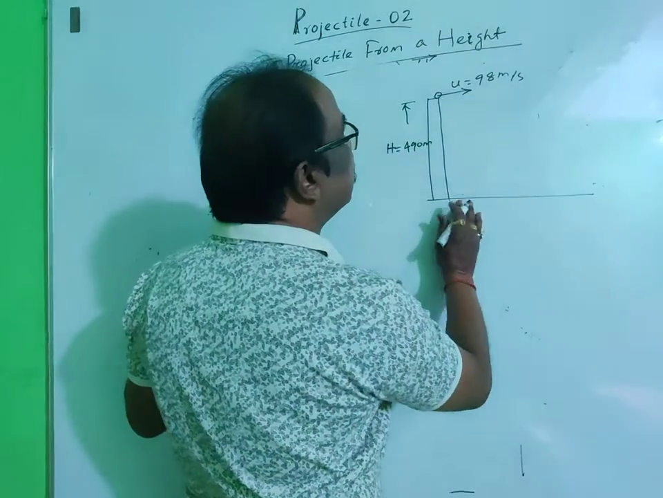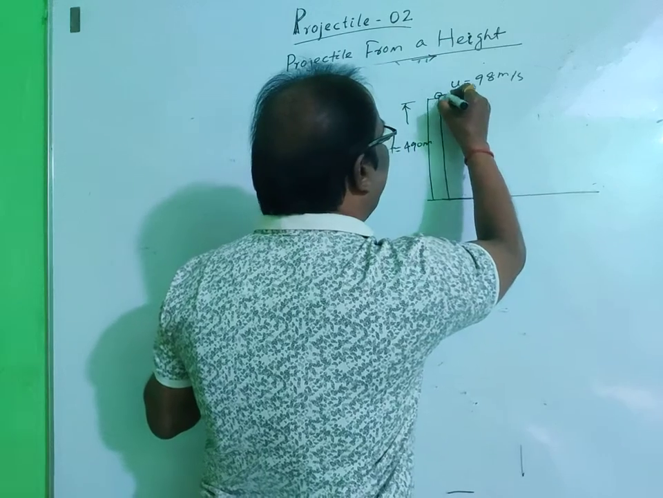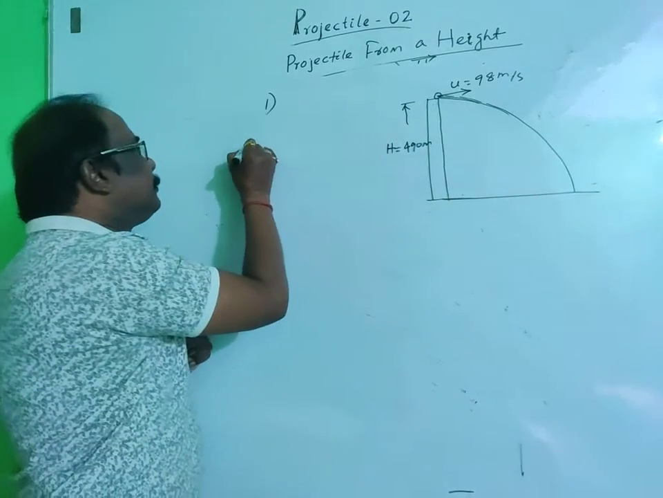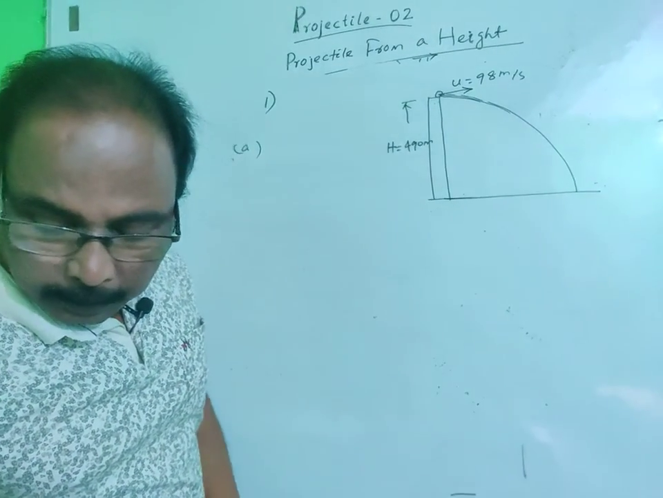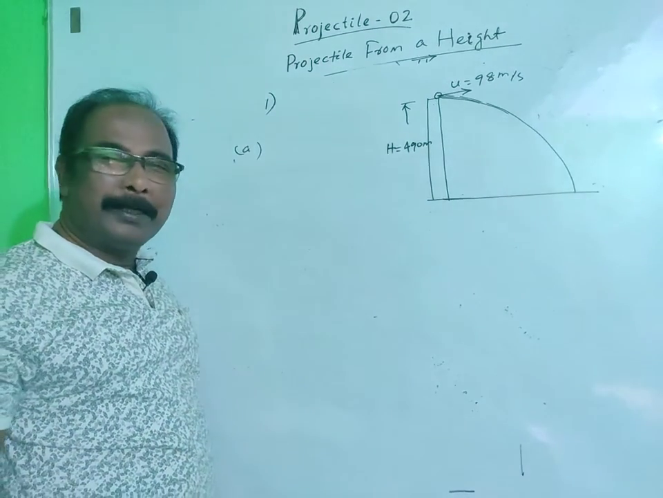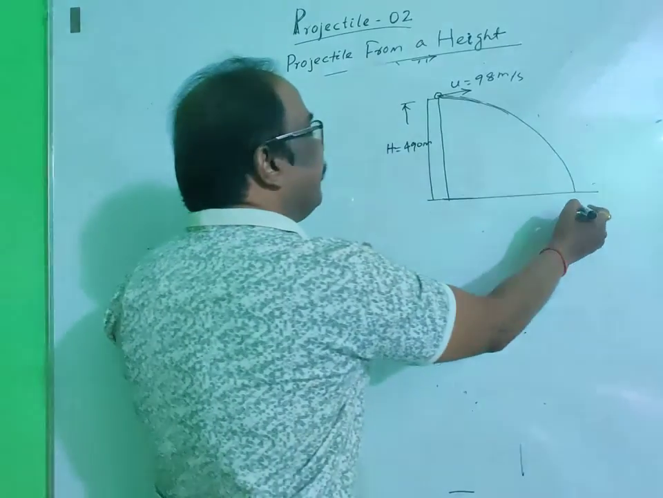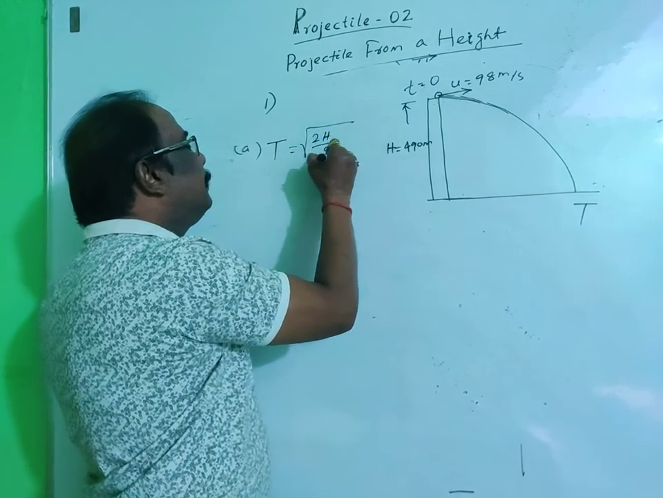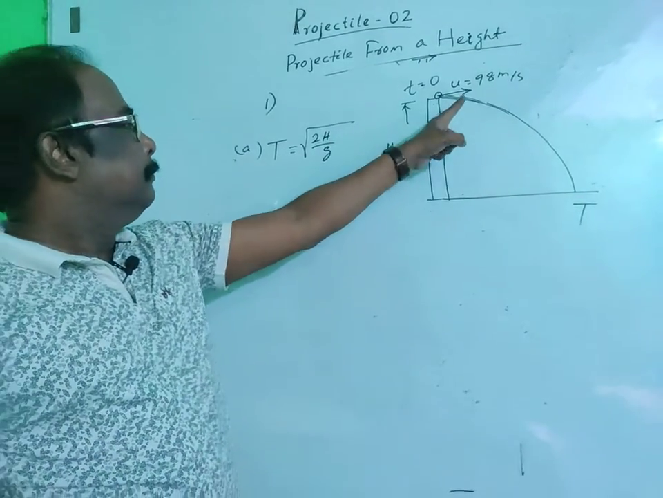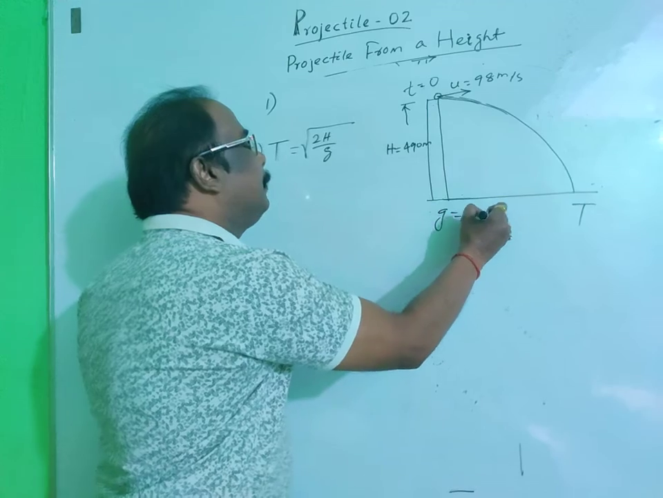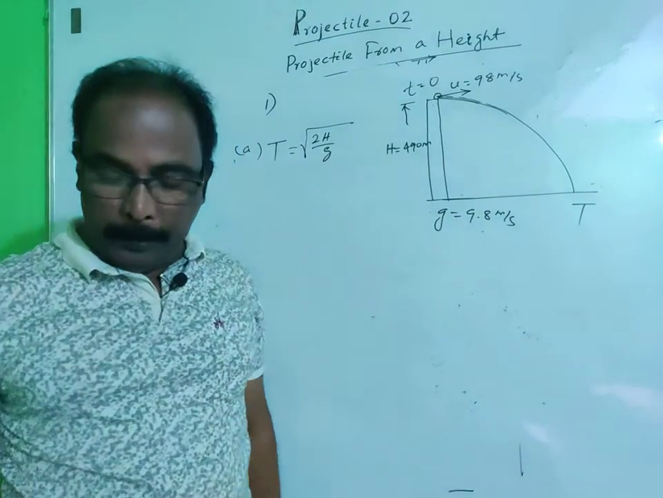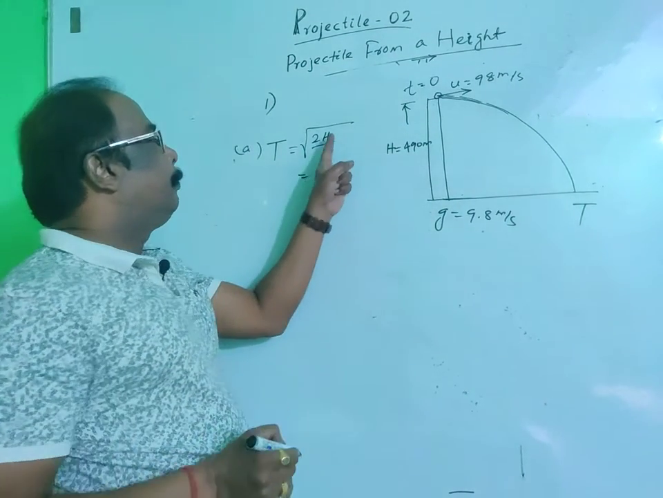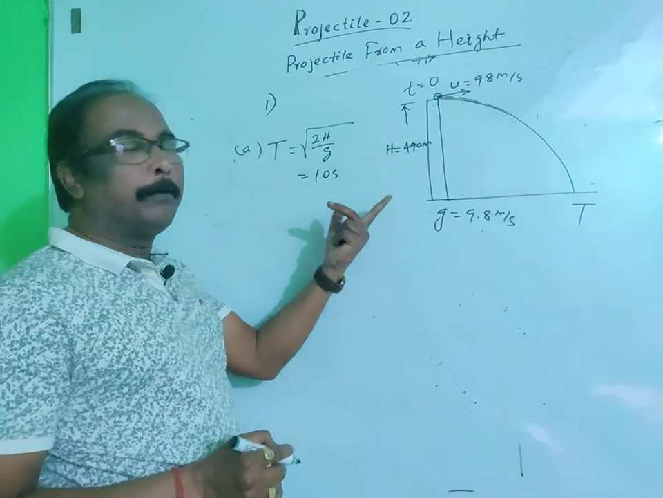Then obviously the body will travel in a parabolic path. Then what to find? Part A asks the time taken by the projectile to reach the ground. Just apply the formula. Time of flight is t. Here the initial vertical velocity is 0. Then t is equal to the square root of 2h by g. H is given, and you may take g as 9.8 meters per second squared. Now you may calculate, and the answer will be 10 seconds: 490 divided by 9.8, you calculate, 10 seconds.